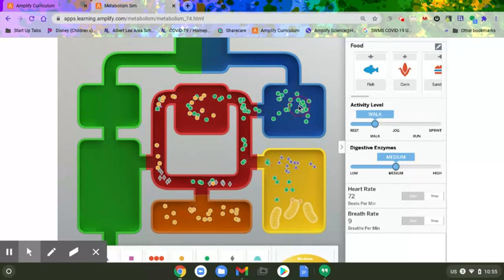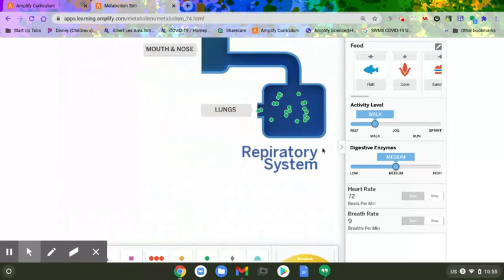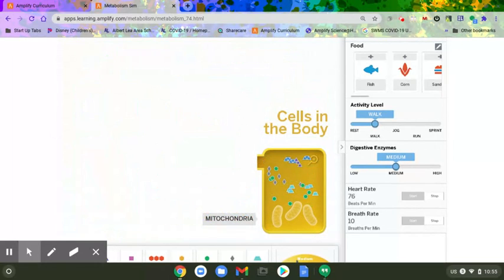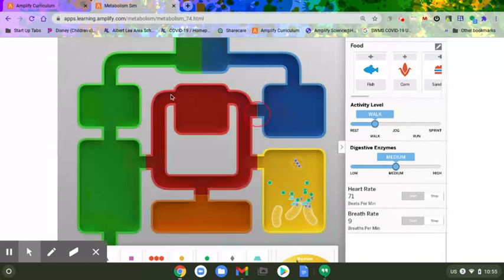And we have 2 more sections to talk about. You have your respiratory system, your mouth, nose, and then to your lungs. And then the last region you need to be aware of for what we're working on is the cells of your body, this yellow region. Okay. Up here is the food that we're going to feed the body.